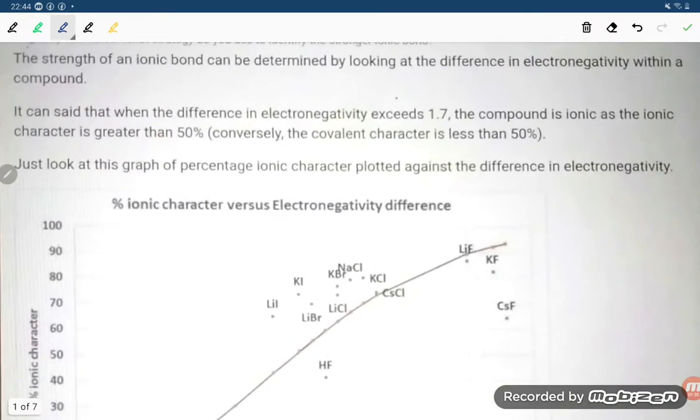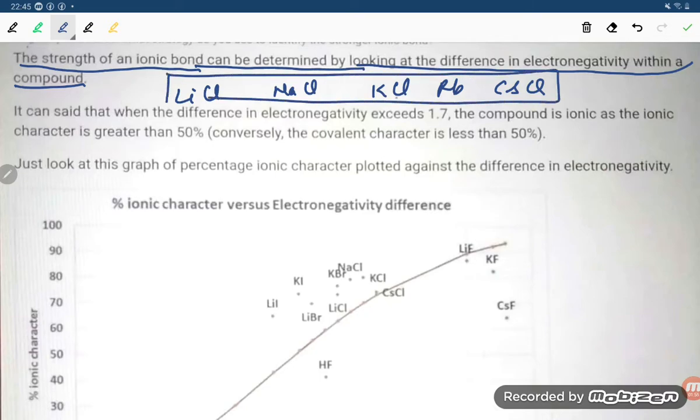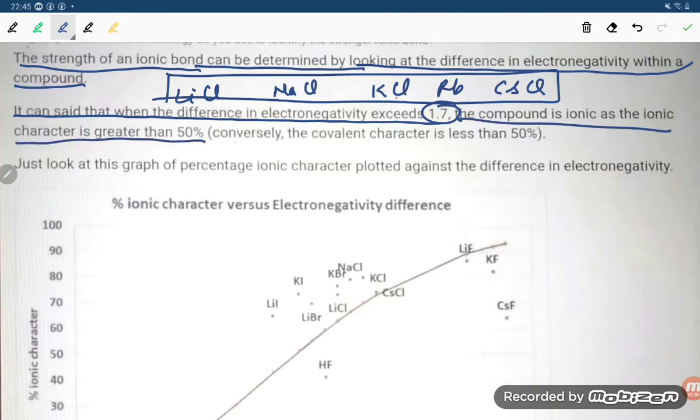Here it says the strength of ionic bond can be determined by looking at the difference in electronegativity within the compound. The compounds are NaCl, LiCl, KCl, RbCl and CsCl. We have to check which is more ionic. If you see, when the difference in electronegativity exceeds 1.7, the compound is ionic, the ionic character is greater than 50%.